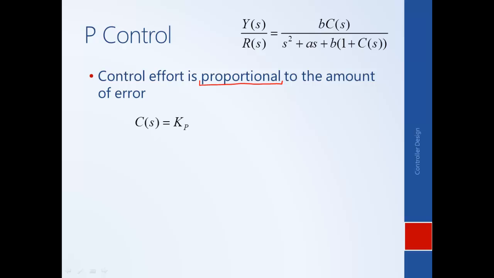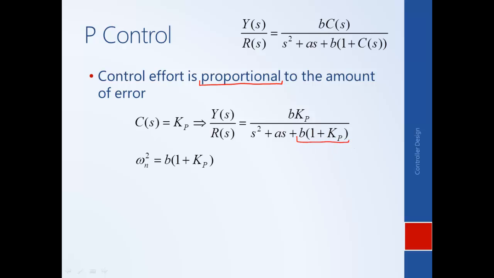If we substitute this into our closed loop transfer function, this is the result. Looking at this, it has a form very similar to a canonical second order system. It has no zeros, only two poles, so if we match these coefficients in the denominator of the closed loop transfer function, we can match them to the parameters of a canonical second order system, which we understand. Specifically, this term maps to omega n squared. Taking the square root of both sides, omega n is equal to the square root of b times 1 plus kp.